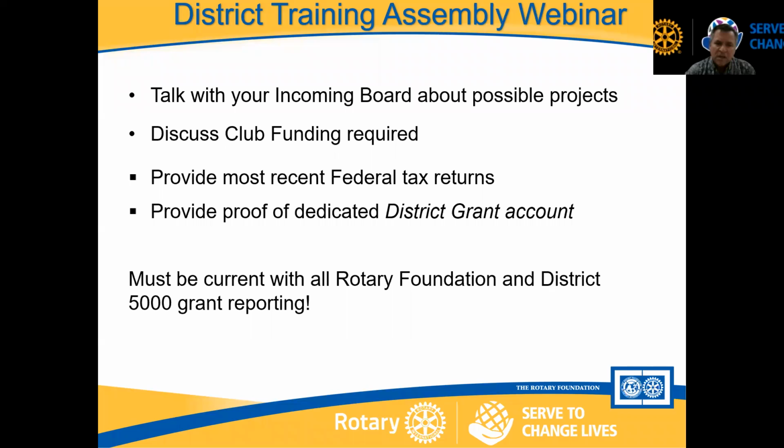And another key, which I don't think there's any issues at this point, but a dedicated district grant account. So when the funds are actually turned over to the club, it gets deposited into a district grant account. And then all of the grant activity is done through that one account, not your regular checking account. Super important that we don't commingle funds.